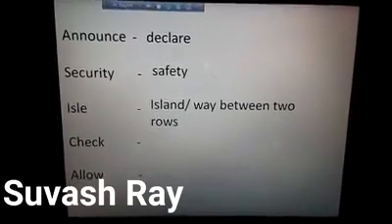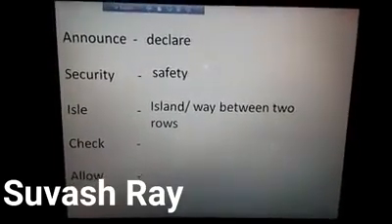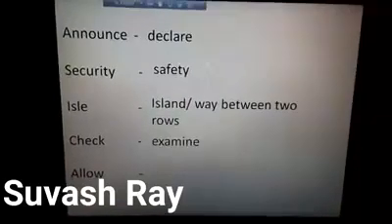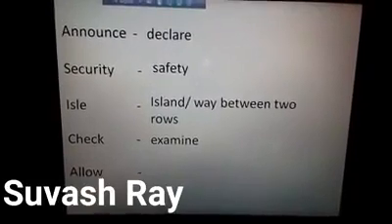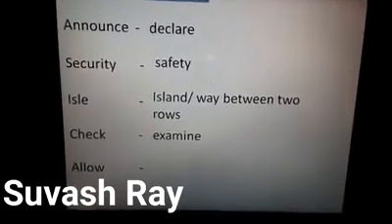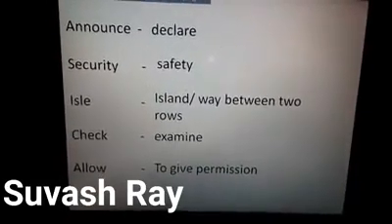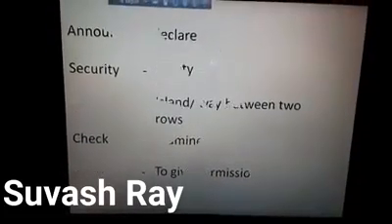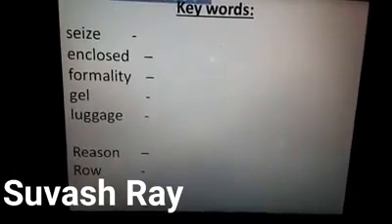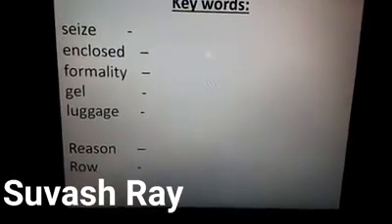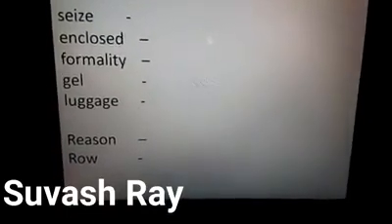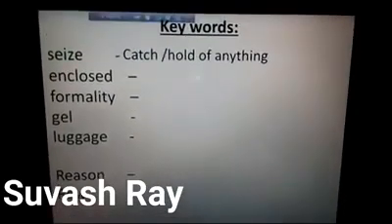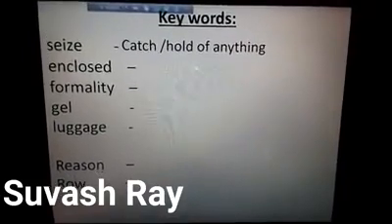Next, there is the word check. What is the meaning of the word check, my dear students? Check means examine. And then there is the word allow. What is the meaning of the word allow? Allow means to give permission. Okay, next, the word siege. What is the meaning of the word siege, my dear students? Siege means catch or hold up anything.